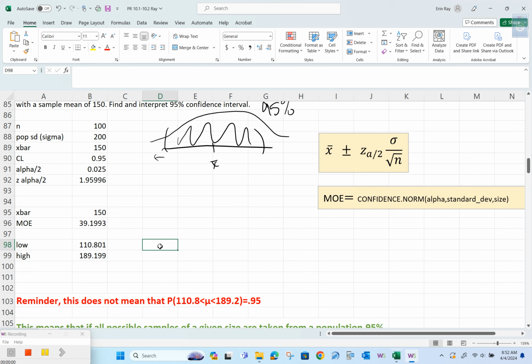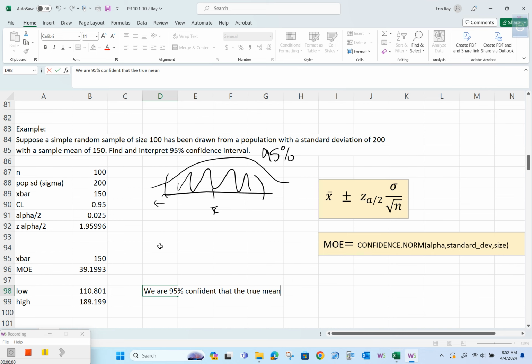So we're going to interpret this as we are 95% confident that the true mean, and we'll add context if we have it. Now this was just a plain Jane equation, so we didn't ever know what this mean was referring to, but we would add context if we did. The true mean falls within 110.8. Again, we would add context if we had it, and 189.2.